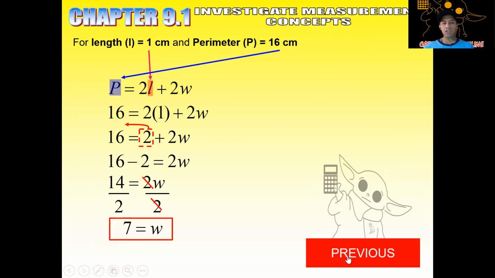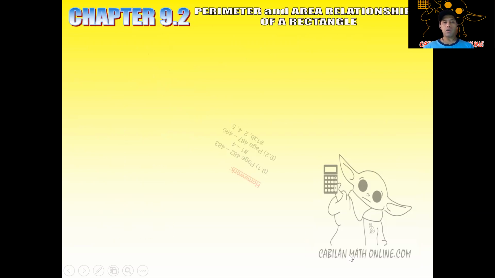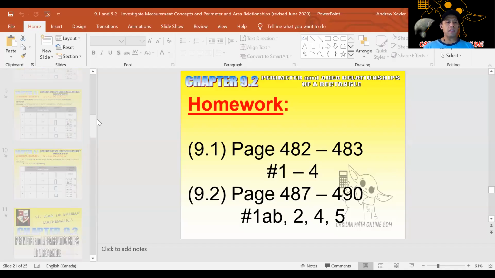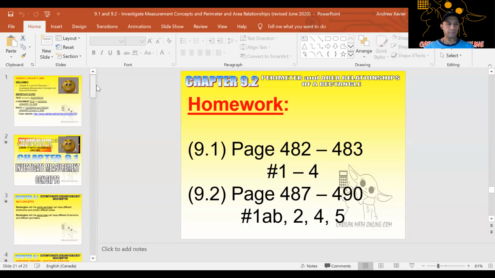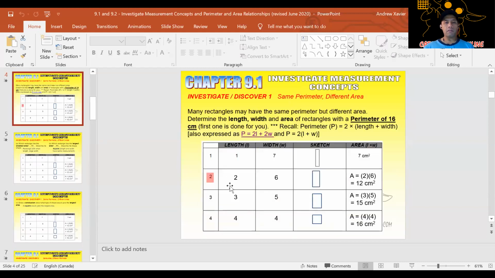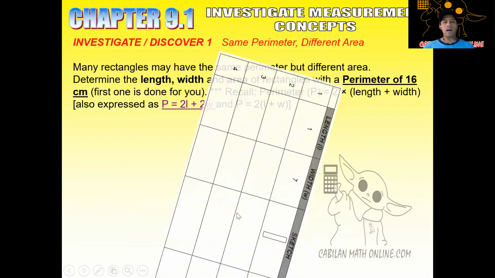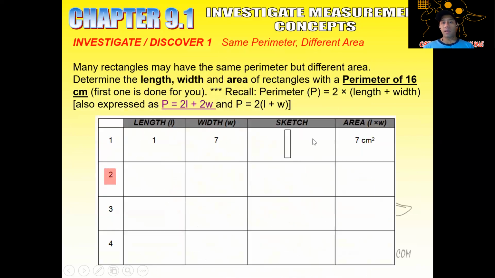So if we go back to the chart here, you're going to see that in this particular section, what we have is a width of 7, which we discovered in the last slide. Now for the area, all we have to do is multiply the length and the width, which is 1 times 7, and that's going to give us an area of 7 square centimeters.